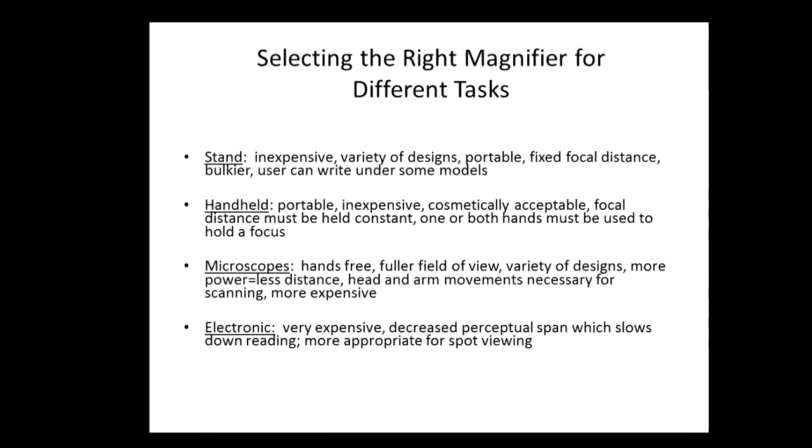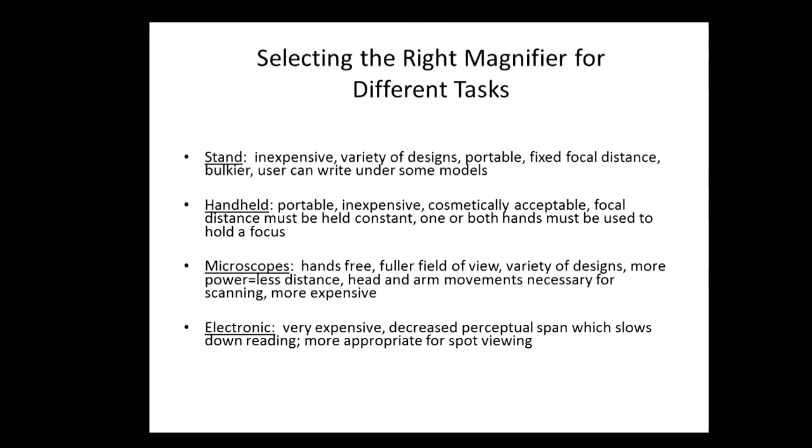Stand devices are inexpensive, portable, though a little bulky, and have a fixed focal distance. Stand magnifiers tend to be easy to use and are routinely prescribed by low vision specialists, but they are limited to reading on a flat surface. Handheld devices have many things going for them. They're portable, inexpensive, and cosmetically acceptable. These require a little more training on holding a steady focal distance.